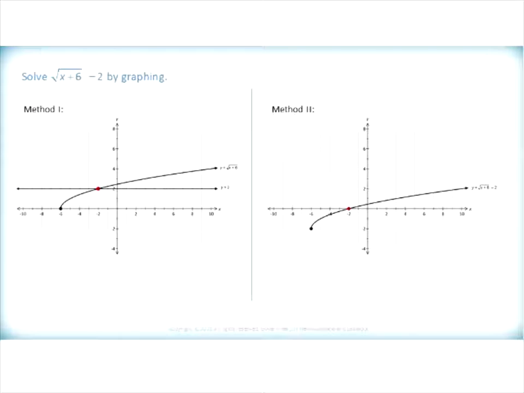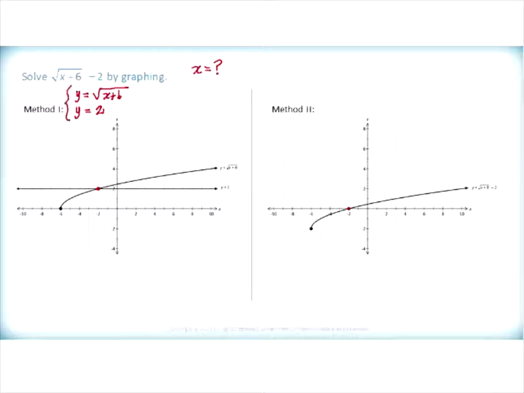In the first example, we are asked to solve the square root of x plus 6 equals 2 by graphing. When you solve an equation, you should ultimately end up with x equal to something. In order to solve this equation, we will use two methods. In the first method, we will graph the left-hand side of the equation, y equals the square root of x plus 6, and the right side of the equation, y equals 2.